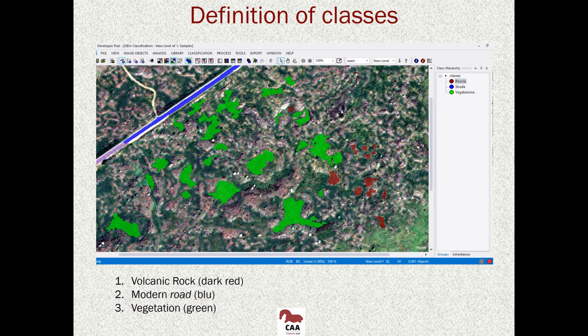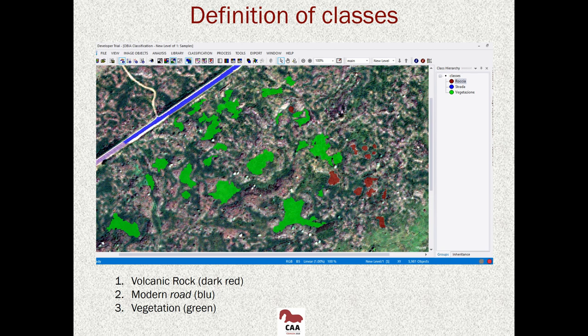The segmentation results have fundamental implications because they form the basis of the subsequent classification. Here, classes are definite and each individual segment is assigned to a single class based on the employed target object. In the present case study, we have selected three classes: modern rock, vegetation, and modern vegetation and rock, of course.